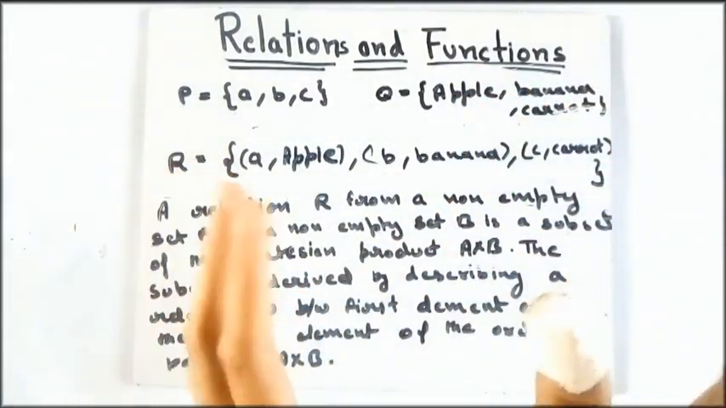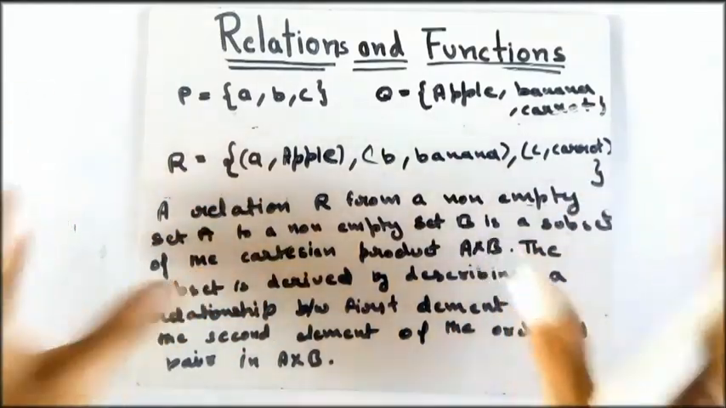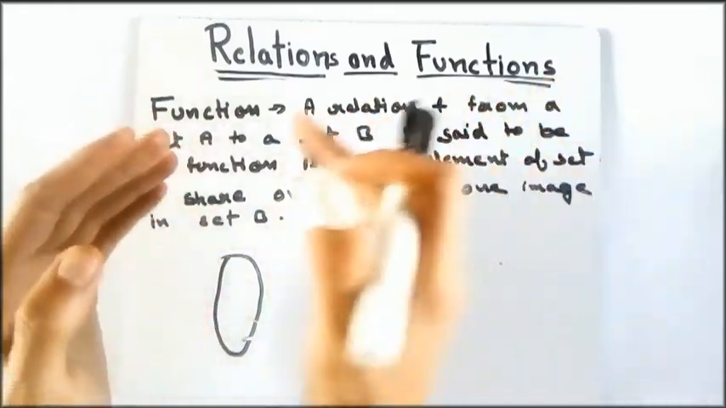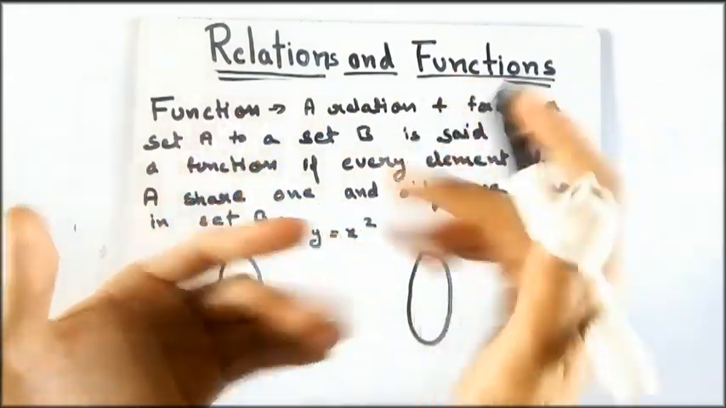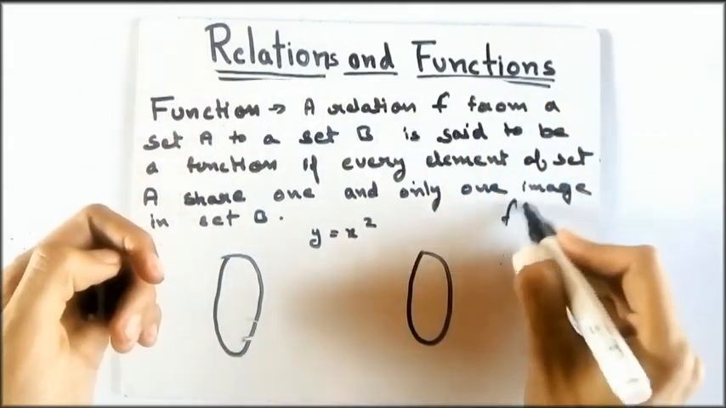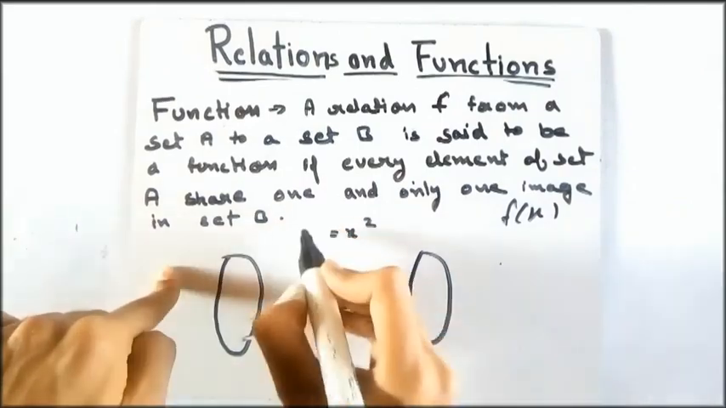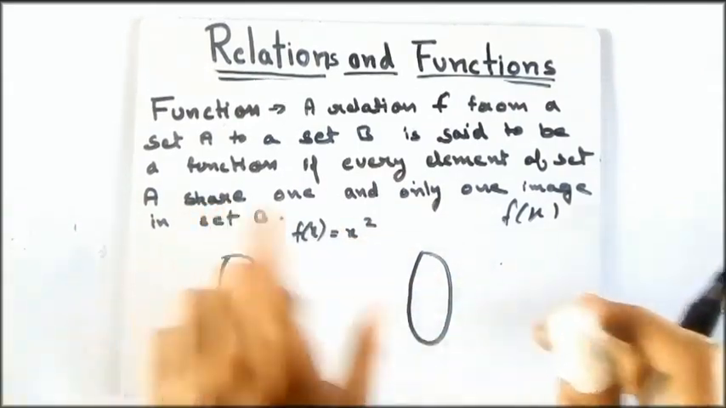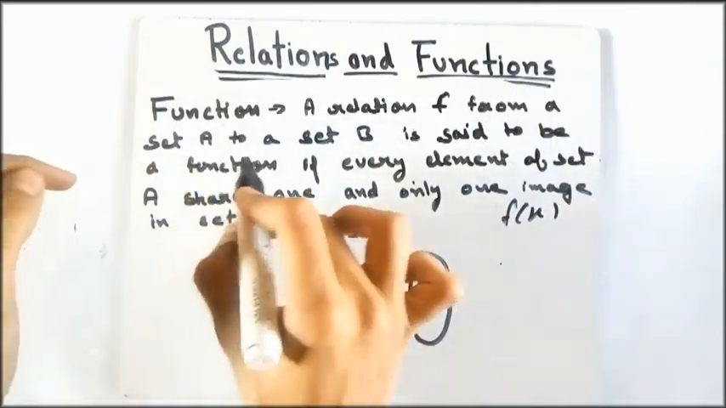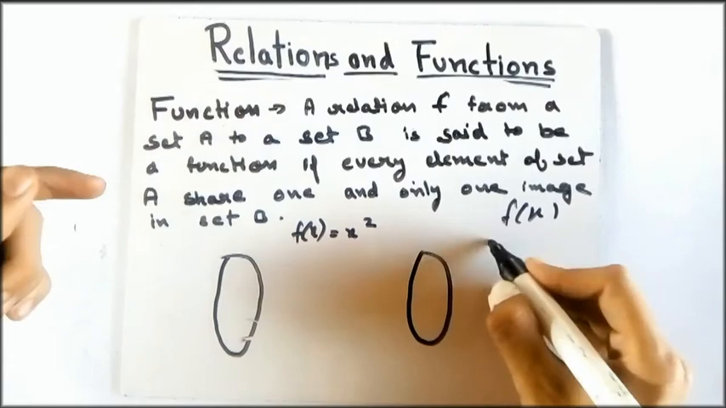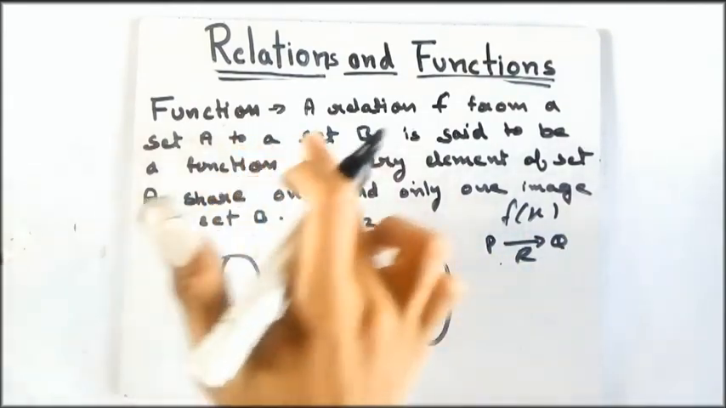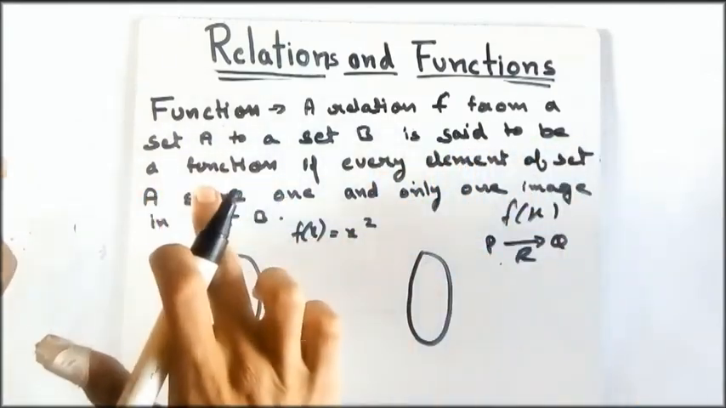So a function, let me write the definition first in here. Now a function is also a relation. So a function is a relation f. Function is basically represented as f, that is f of x. I will write f and f of x in here so that this becomes more elaborated. f from a set A to a set B, right? Like we went from P to Q and derived a relation, a set A to set B is said to be a function.